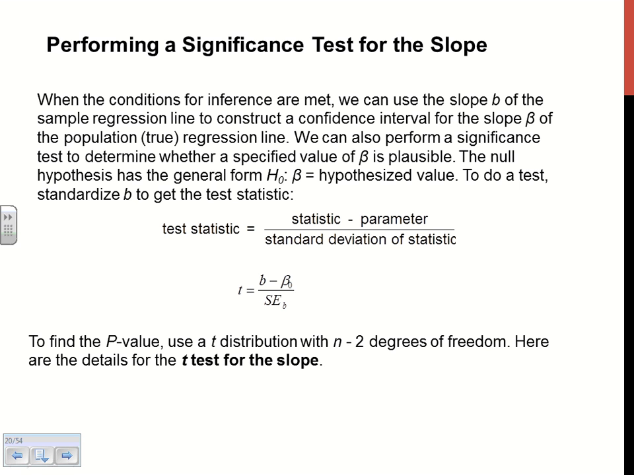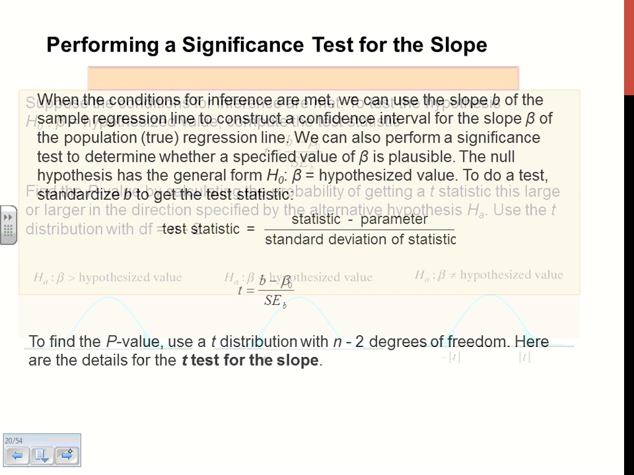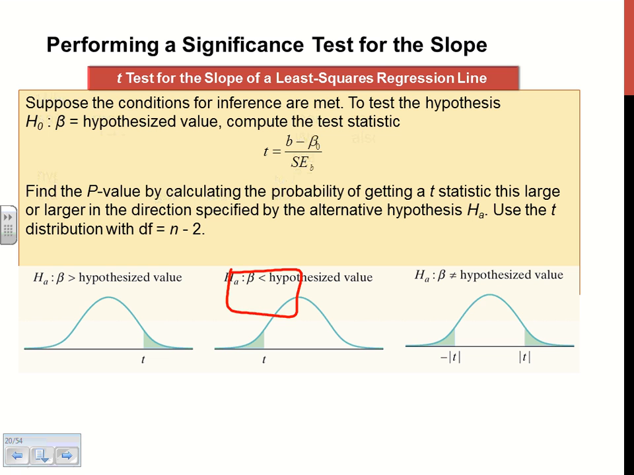So here we have this formula. You have it on your formula sheet. You need to know this. Okay. To find the p-value, use a t-distribution with n minus 2 degrees of freedom. Here are the details for the t-test for the slope. Okay, so suppose the conditions for inference are met. To test the hypothesis, we're going to compute the test statistic and find that p-value.